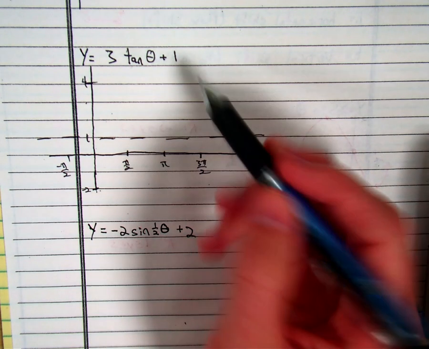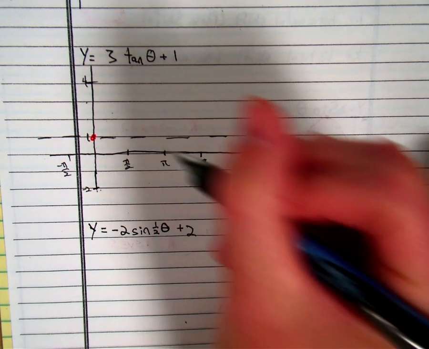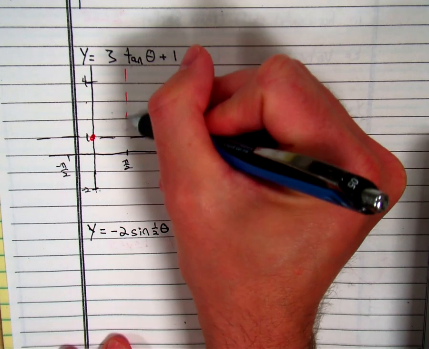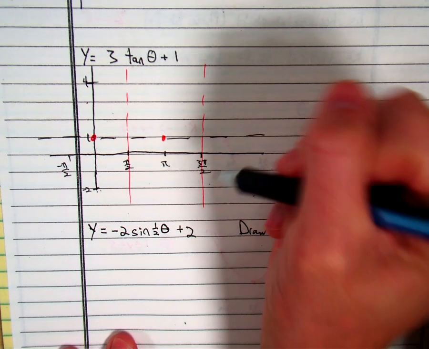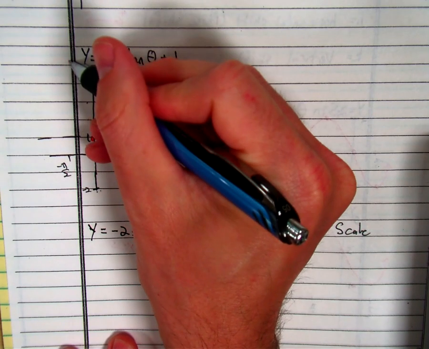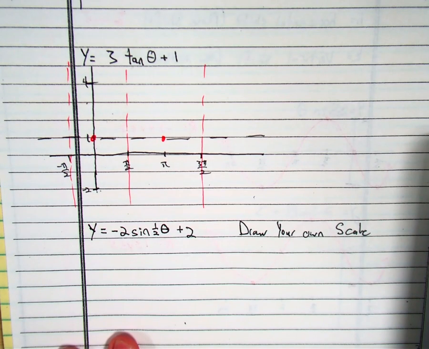Okay, tangent starts with a 0 dot, but it's not 0 because we're up 1, so we're right here on the midline. Then we'll have an asymptote. Then we'll be on the midline. Asymptote. And over here, asymptote.